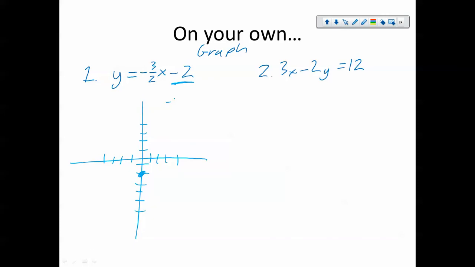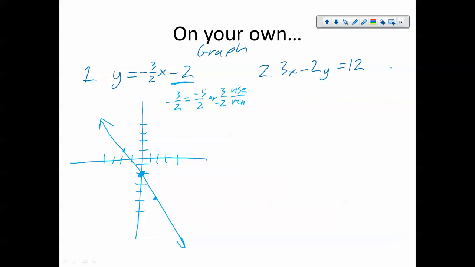My slope is -3/2, which means, just so you guys remember, that's -3/2 or 3/2. So you can either go down 3, right 2, or up 3, left 2. Either works out. I'm going to go down 3, right 2. And then just for kicks, I'm going to go up 3, left 2. Wasn't that fun? So there's our line.